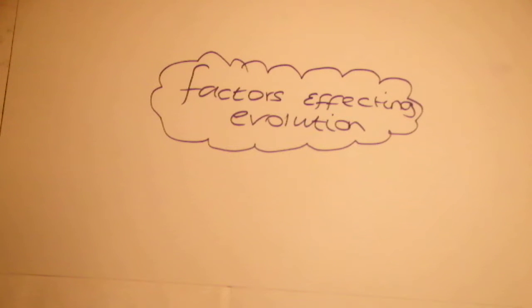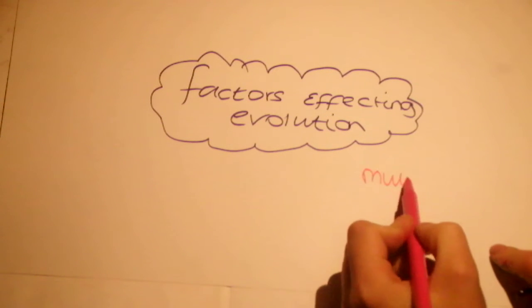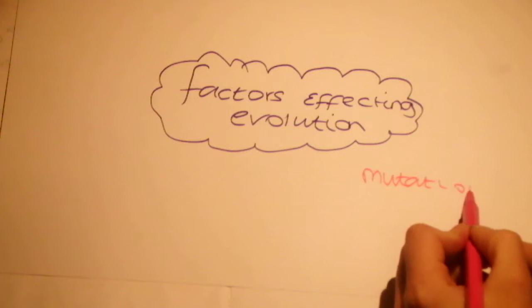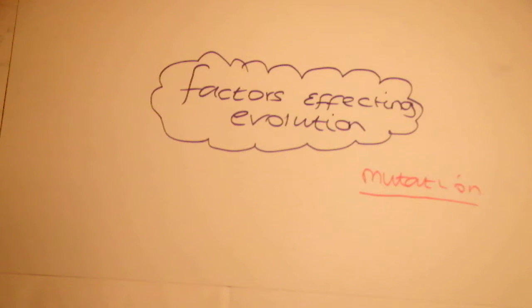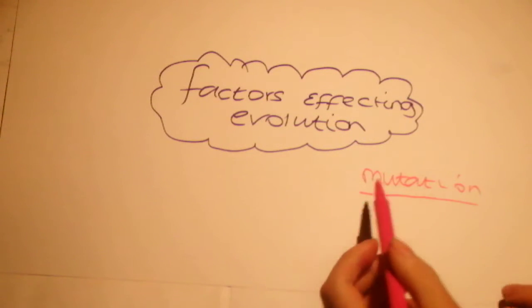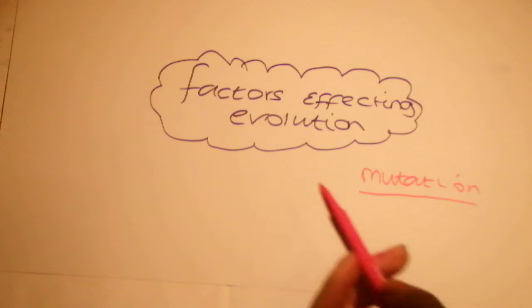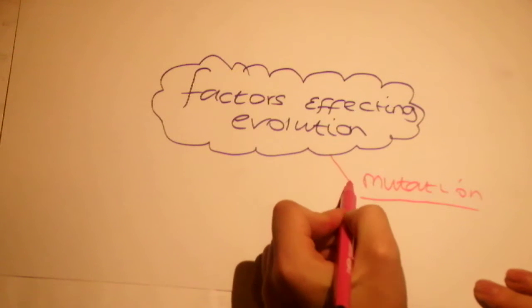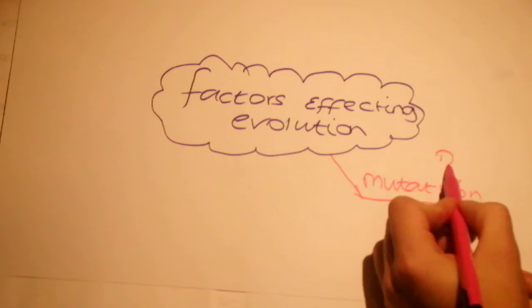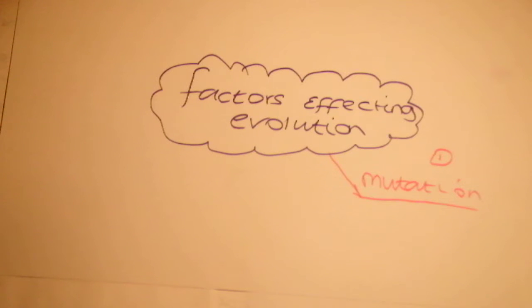What are the factors affecting evolution? So one, we have mutations. Mutations are the necessary requirement for alleles in the first place. So the new formation of alleles then leads to genetic variation. So mutations are really important as a beginner for factors affecting evolution, as they are necessary for alleles in the first place, and then the formation of new alleles leads to genetic variation.